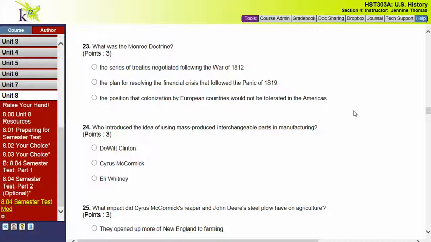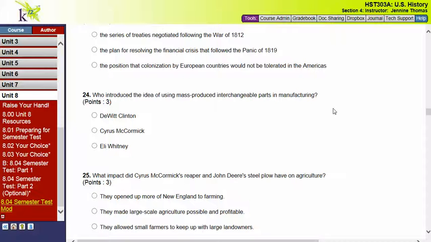What was the Monroe Doctrine? The series of treaties negotiated following the War of 1812, the plan for resolving the financial crisis that followed the Panic of 1819, or the position that colonization by European countries would not be tolerated in the Americas? Who introduced the idea of using mass-produced interchangeable parts in manufacturing? Was that DeWitt Clinton, Cyrus McCormick, or Eli Whitney?